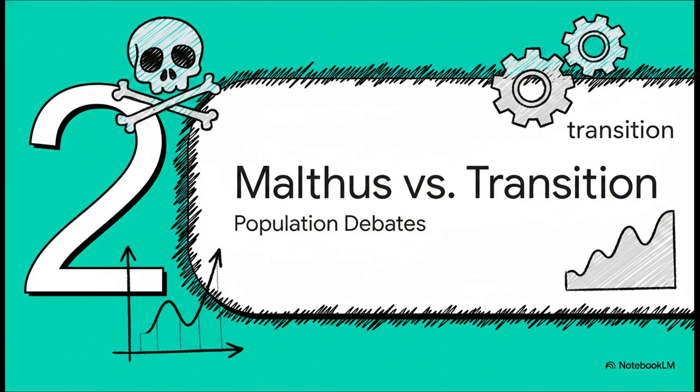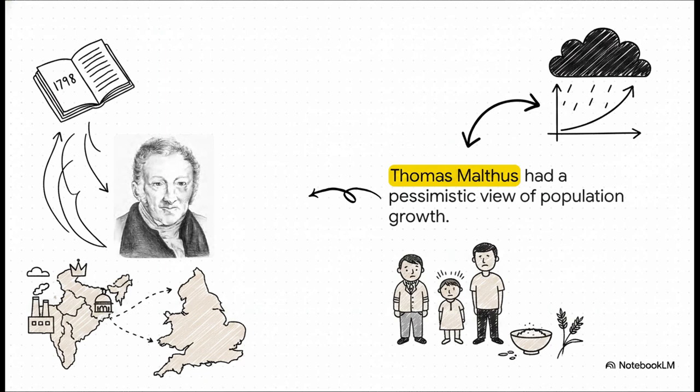Moving right along to Section 2, Malthus versus transition theory, the great population debates. So, historically, theories about human population growth were actually quite apocalyptic. Meet Thomas Robert Malthus. He was an English political economist who outlined a very famous and a very grim theory in his 1798 essay on population. And for a really long time, his incredibly pessimistic views shaped exactly how empires and economists looked at human life.